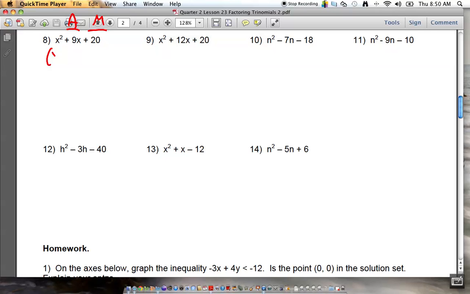Right, so my factors would be x plus 4 times x plus 5. Now, what word did I just say? Never. Never stop there. We always do a quick mental check back. What is x times x? X squared. What's x times 5? 5x. What's 4 times x? 4x. What's 5x's and 4x's? 9x's. Sweet. 4 times 5 is? 20. Nice. Do the next one.